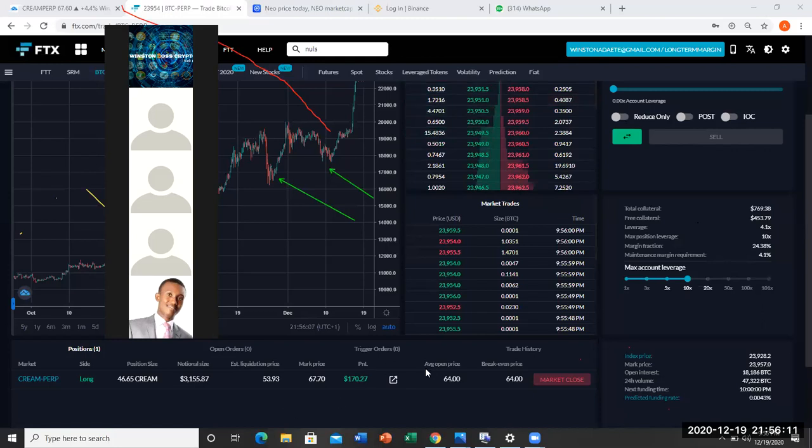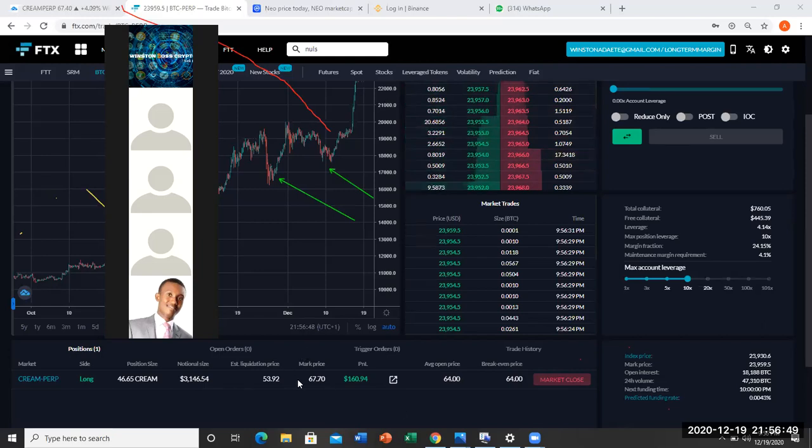Now, because I am in profit, it is adding the profit and loss to this notional size. Oh, okay, now I understand. Are you getting it? It is adding this profit and loss to the notional size. That is why it is increasing. If this profit and loss were to go to 0.00, the notional size would be $3,000. I hope that's clear.